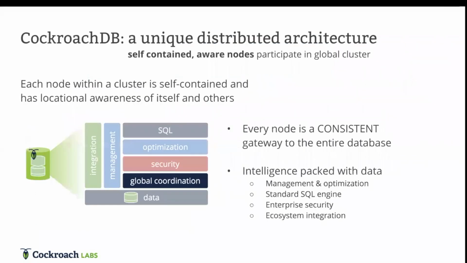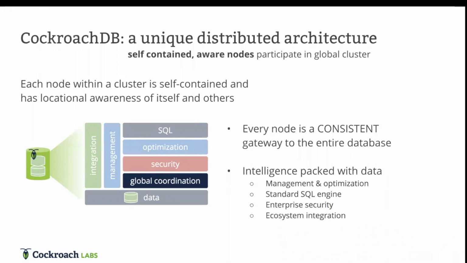a distributed SQL database. So at Cockroach Labs, with CockroachDB, we have nodes within a cluster, and each node of our database is a complete database in itself. You could spin up a single node and write against it if you wanted. You could do 3 nodes in a single region. You could do that. We're going to show that.